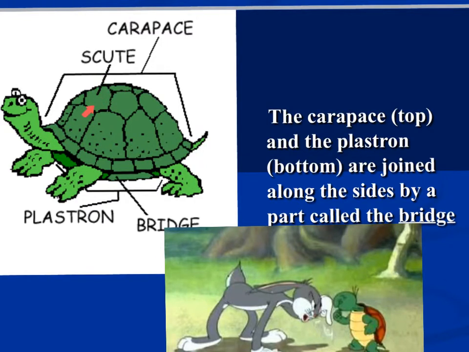So again, the top shell, and this is a test question, is the carapace. Each of the little squares is called a scute. The bottom shell is called the plastron. The side that holds the two shells together is called the bridge.